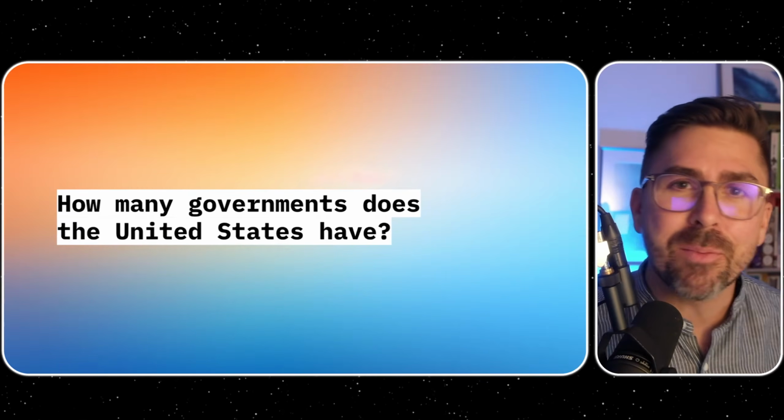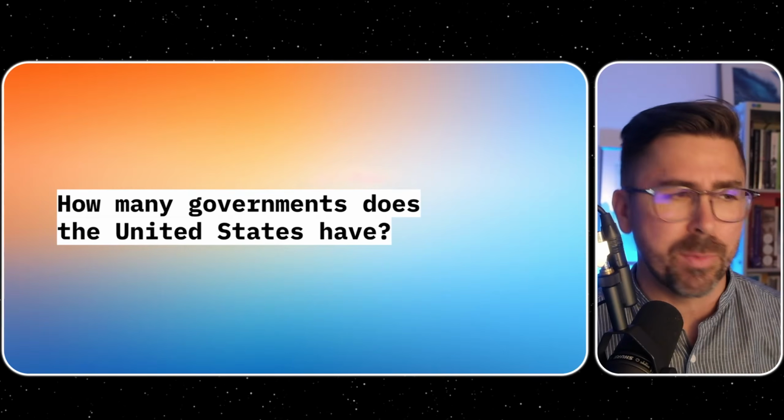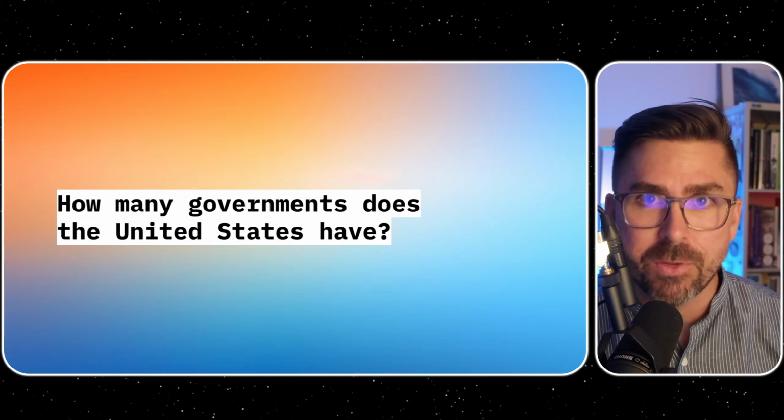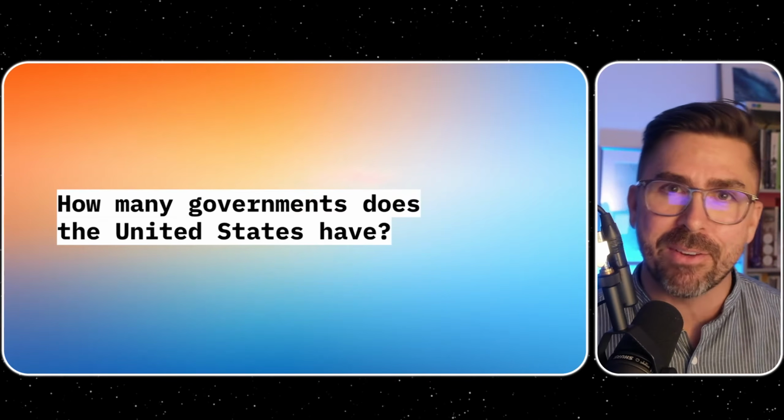Okay. Now, if you're like most Americans, your answer is going to be, well, that's easy. We've got one government. We know who the president of the United States is, and we know that we have a capital in Washington, D.C. We're one country. So we have one government, right? Well, not so fast, because actually we don't just have one government. Because think about it. We also have a governor. We have a mayor. We have all of these different people that are in the mix. And so maybe we have more than one government.